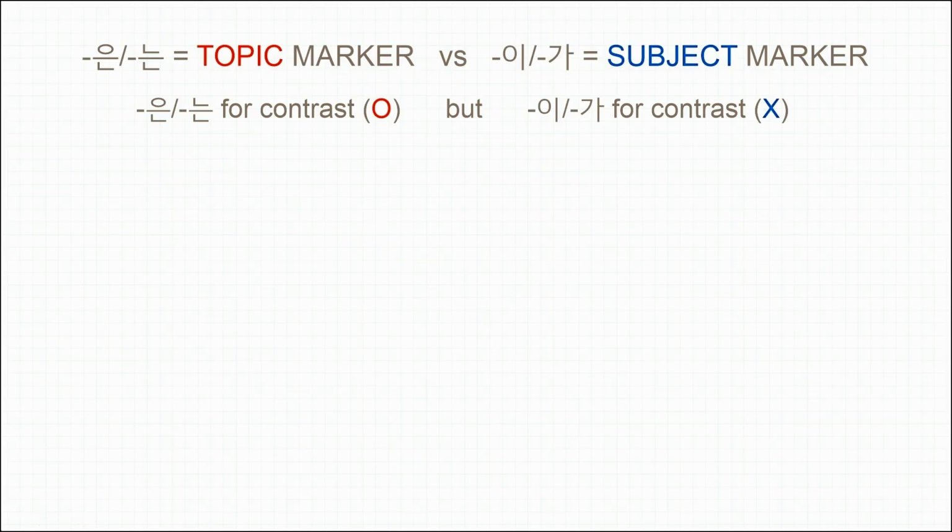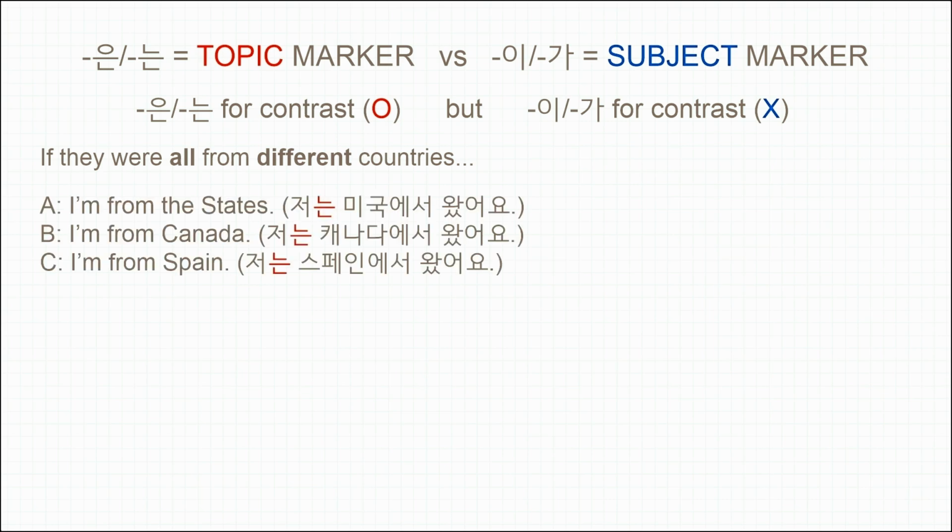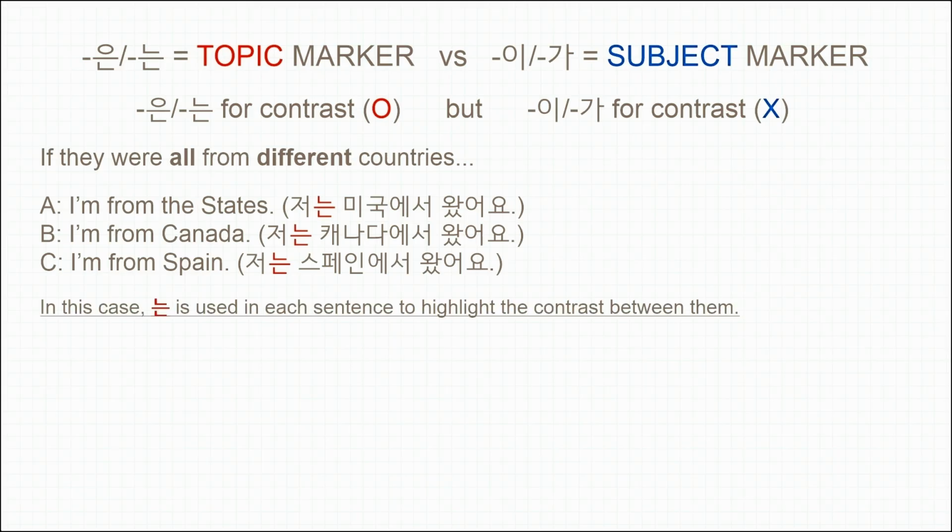Now, what if they were all from different countries? Then each person would say, 저는 미국에서 왔어요. I'm from the States. 저는 캐나다에서 왔어요. I'm from Canada. 저는 스페인에서 왔어요. I'm from Spain. In this case, 는 is used in each sentence to highlight the contrast between them.